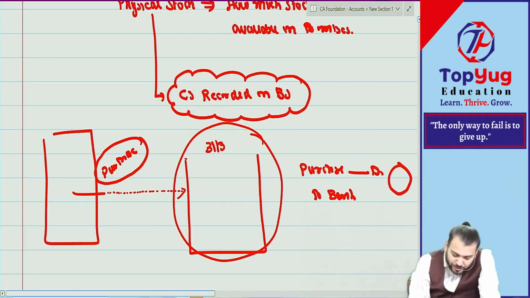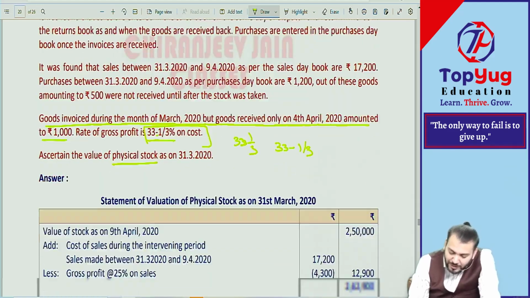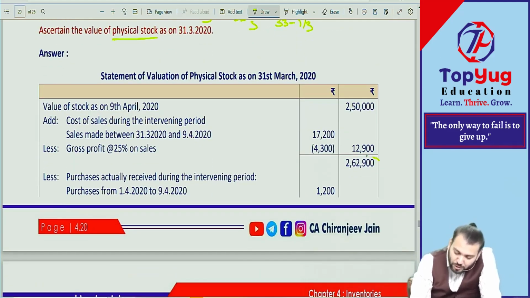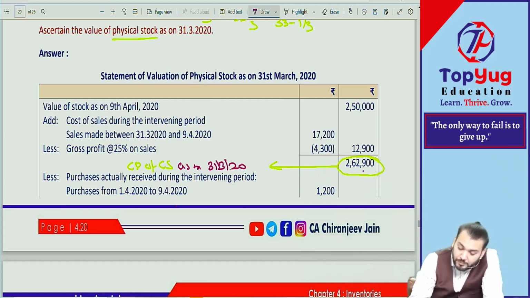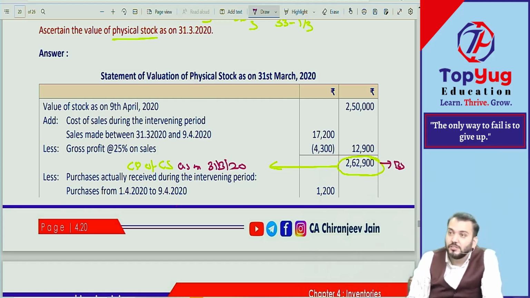If you come to the solution of what they have done, first this you have calculated. This becomes the cost price of closing stock as on which date? As on 31st March 2020. This will appear in the balance sheet. So if they ask what is the value of closing stock, what is your answer?